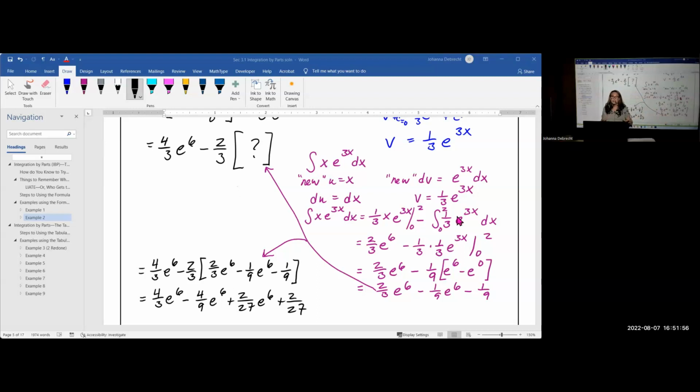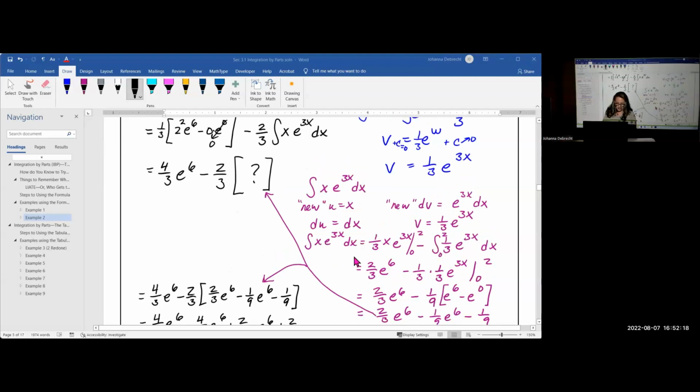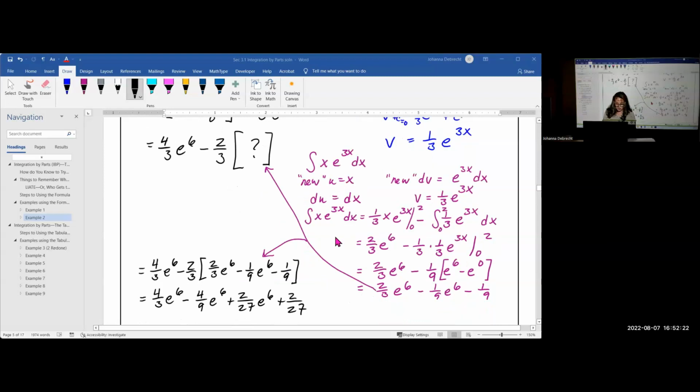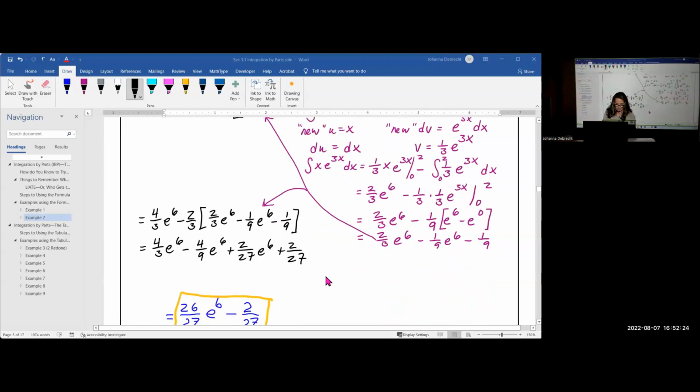If you need to work out the algebra, pause the video and catch up. When we're done, we end up with this result down here. This is what that original integral of x e to the 3x dx is equal to. We need to take this and multiply it by the negative 2/3 that was on the outside of the integral up here. So now we're going to take this and substitute it in, which you can see I did down here in black.